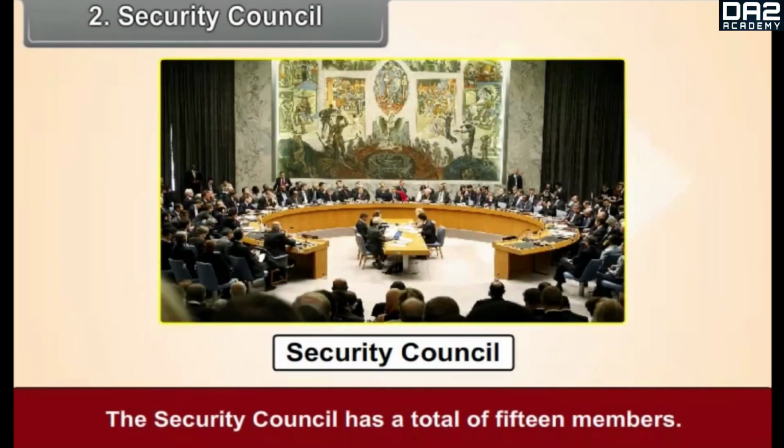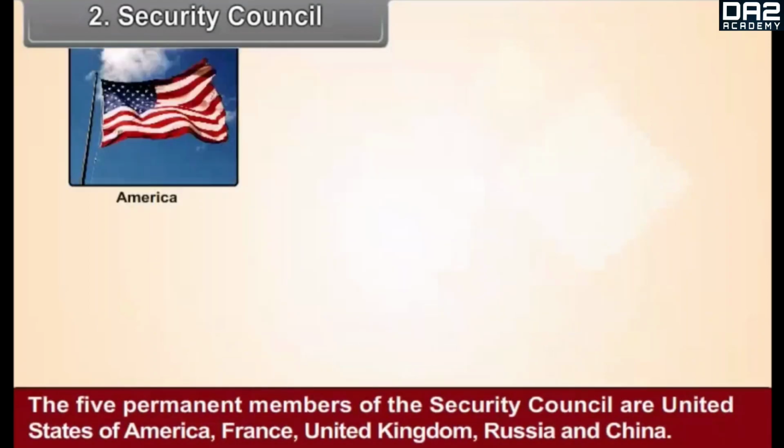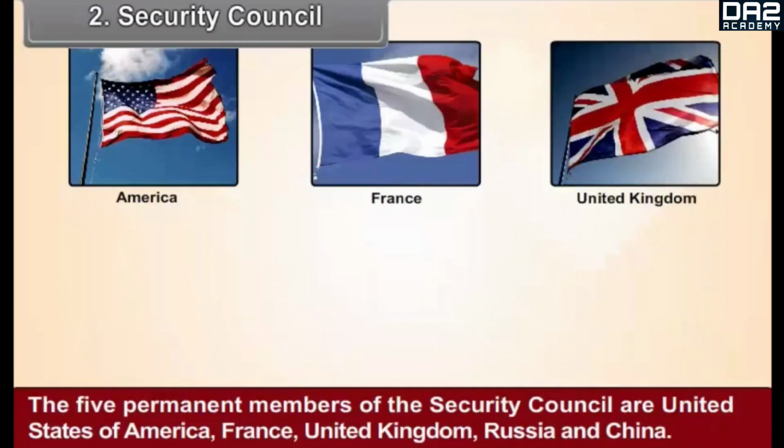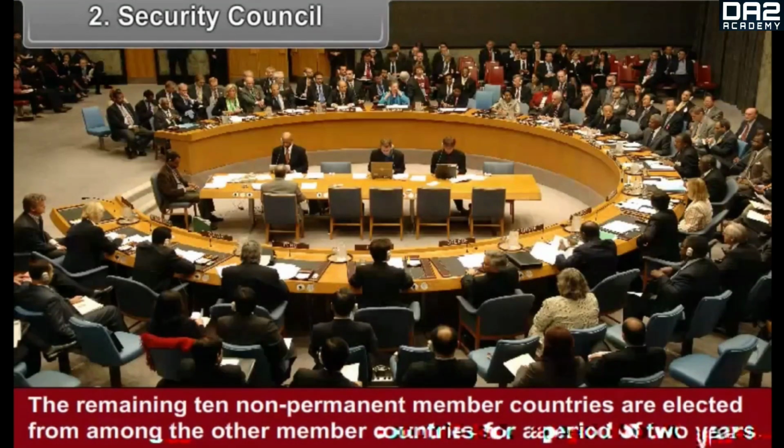Security Council. Structure. The Security Council has a total of 15 members. The 5 permanent members of the Security Council are United States of America, France, United Kingdom, Russia and China. The remaining 10 non-permanent member countries are elected from among the other member countries for a period of 2 years.